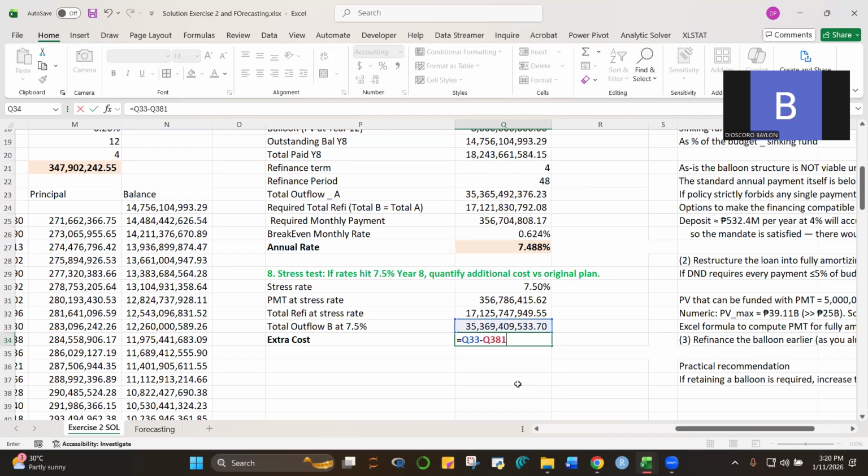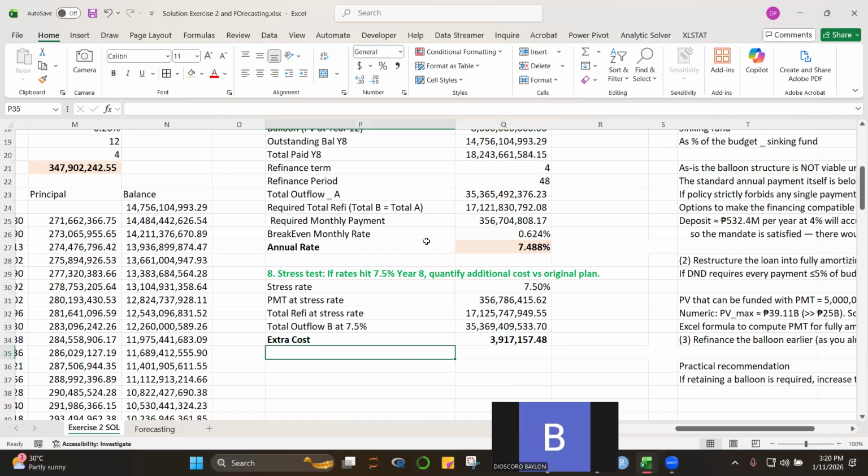Okay, sorry. So ang total na babayaran natin ngayon is 18 yung principal balance plus this amount. So therefore, meron na tayong discrepancy ng 35,365, ito yung option A, minus 35,369 na. Mas mataas na yung babayaran dun sa refinance ng 7.5%, higher than 3.917 billion. Okay.